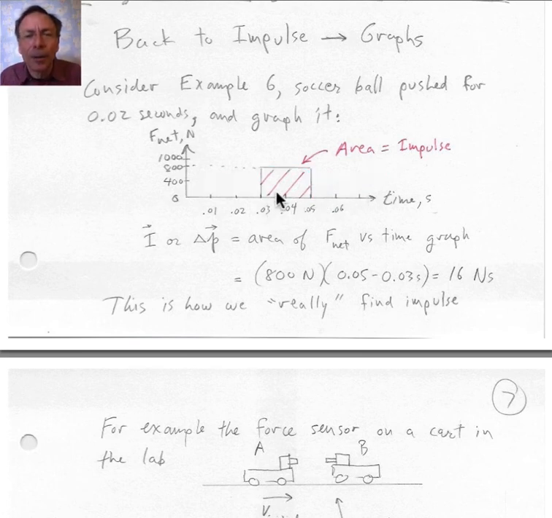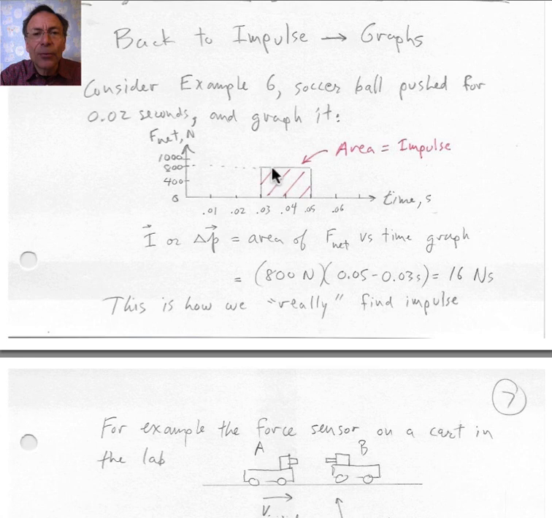Now, remember, we said that impulse is force times time, right? Well, force is the height of this graph, and the time is the width of this box. And so this is like the base and the height. So the area of this graph, underneath the graph here, is equal to the impulse.